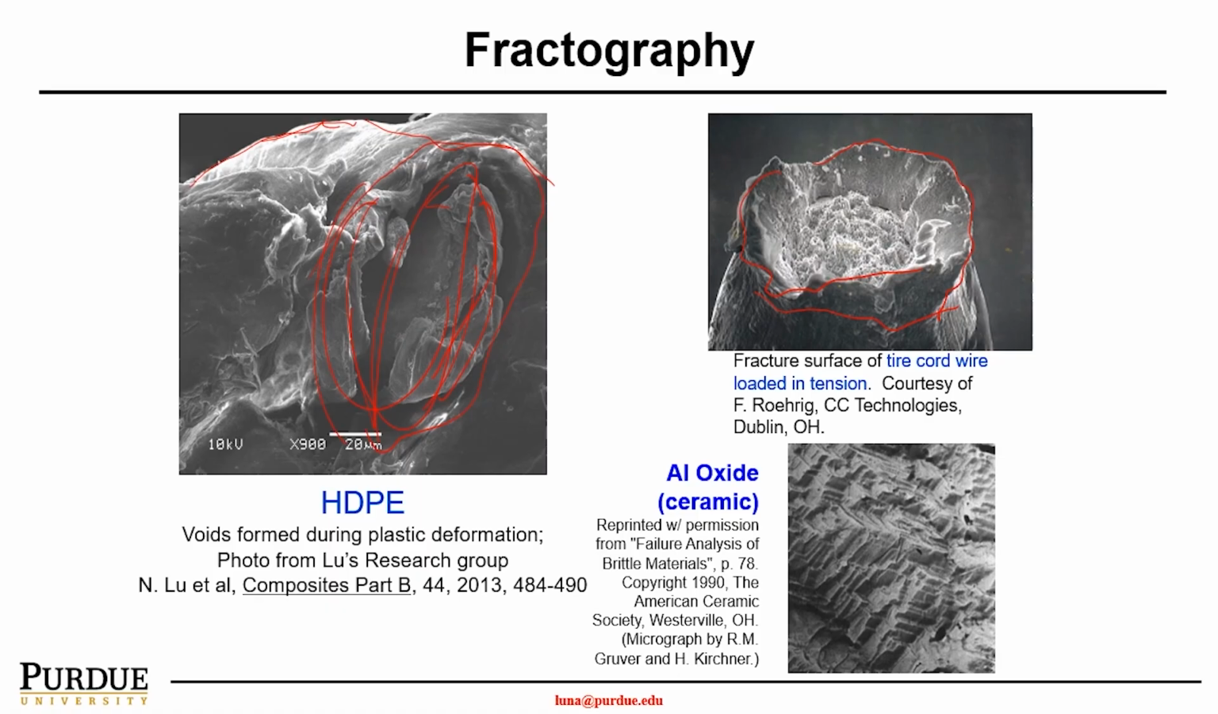In contrast, this is aluminum oxide, or people call it sapphire. Sapphire is a very nice, highly crystalline material, generally used for semiconductor material. So aluminum oxide or sapphire is a ceramic. It's a very brittle material. As you can see here, it's a very nice fracture surface. Very clean cut. Clearly it snapped.